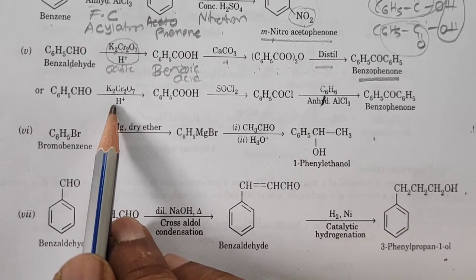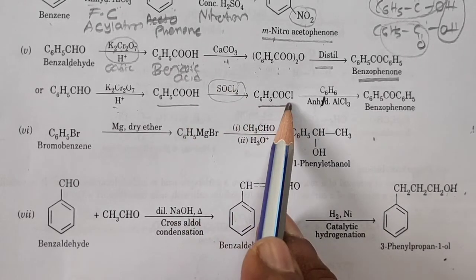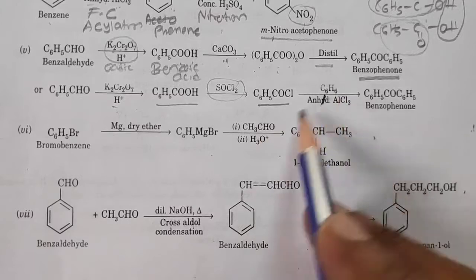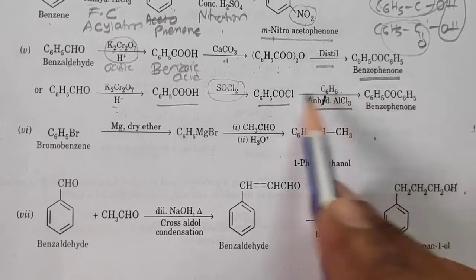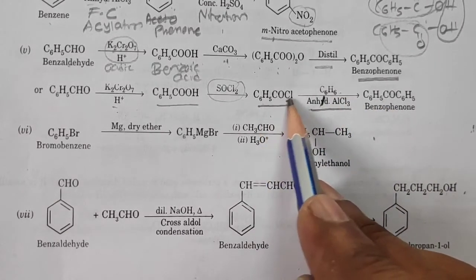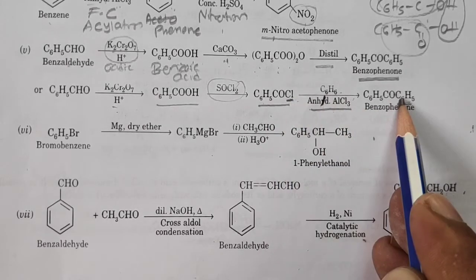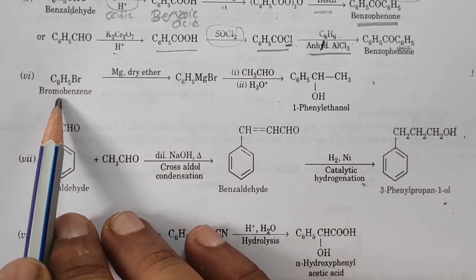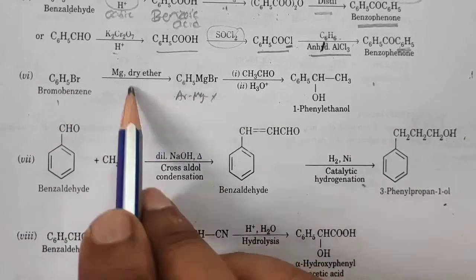Another is also given. This is the same acidic K2Cr2O7, benzoic acid, thionyl chloride you use, you will get this benzoyl chloride. Understood? Acetophenone, sorry. And then benzene with anhydrous AlCl3. Cl will be substituted by C6H5. Then you can see bromobenzene. This is your Grignard reagent, that is ArMgX, in dry ether.